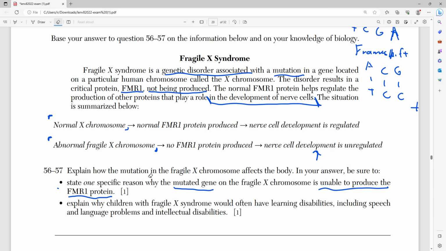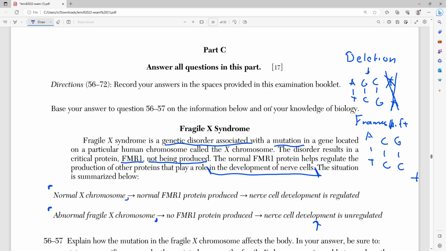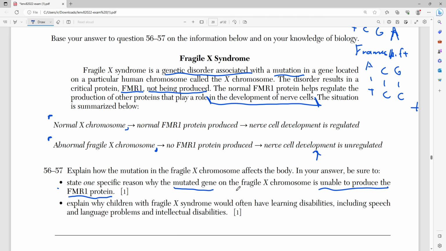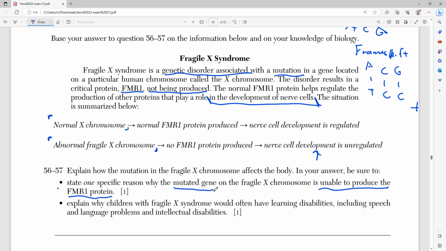And it's asking for one specific reason why the mutated gene is unable to produce the FMR1 protein. Well, from what I just described, the mutation could have deleted a specific base or specific pair of bases that codes for the creation of the protein. Let's just say this entire block of code, or this gene, was entirely deleted by the mutation. So the gene that codes for the synthesis of the protein is deleted. That could be one reason.